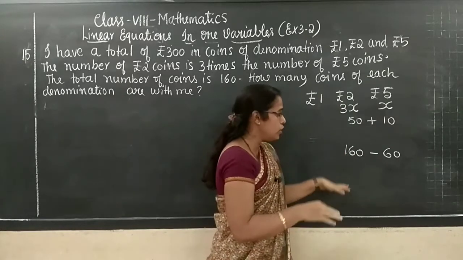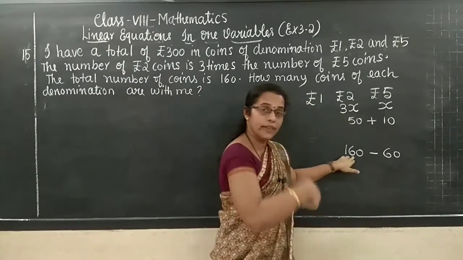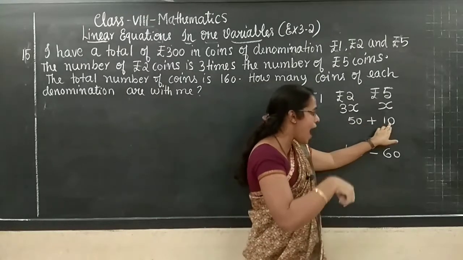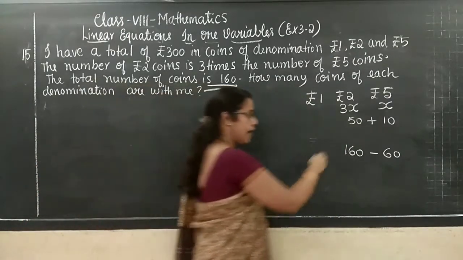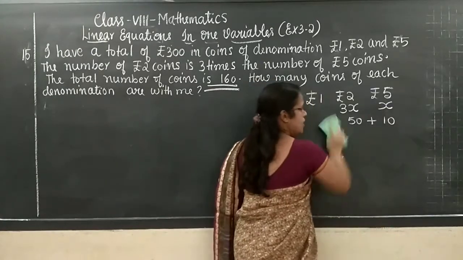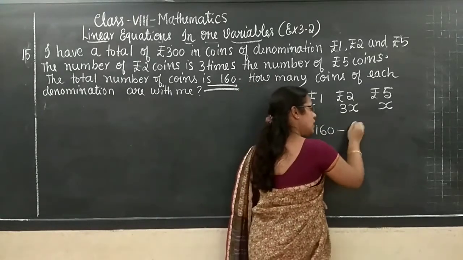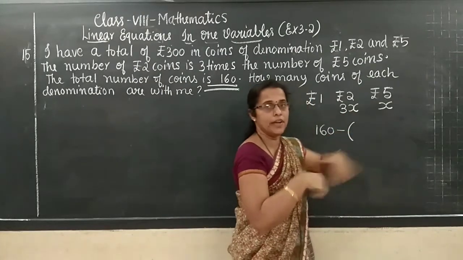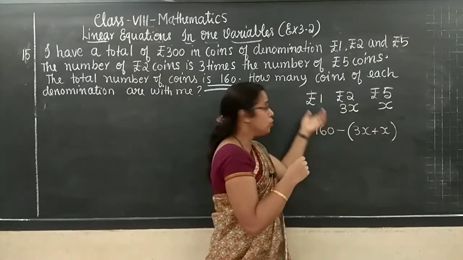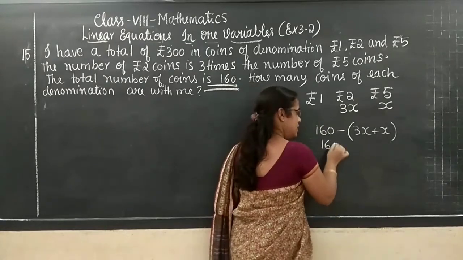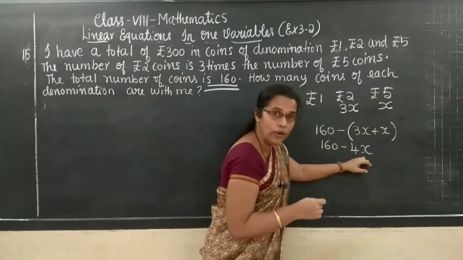Yes, children. Some amount of money I am having. If I give to somebody else, that amount is subtracted from whatever I am having. Like that, these two you have to add and subtract from 160, because 160 coins are there in total. So now, I don't know any number. From 160, I have to subtract which 2? The 2 rupee plus 5 rupee coins: 3x plus x. To get the number of 1 rupee coins, that is 160 minus (3x plus x), 4x. So 160 minus 4x.